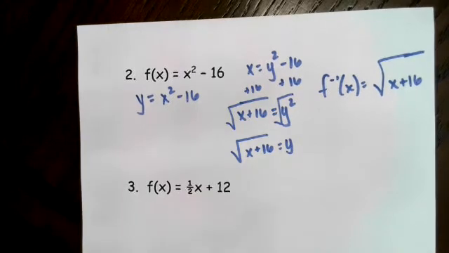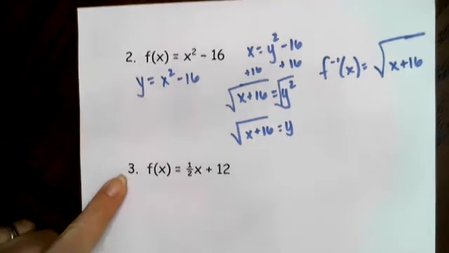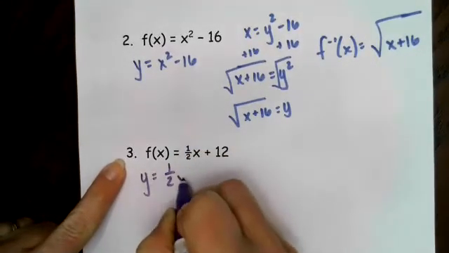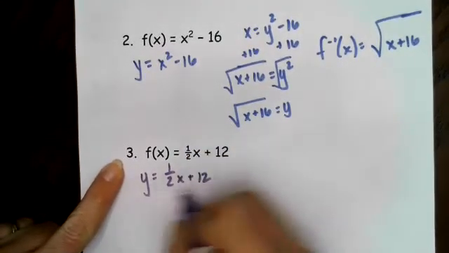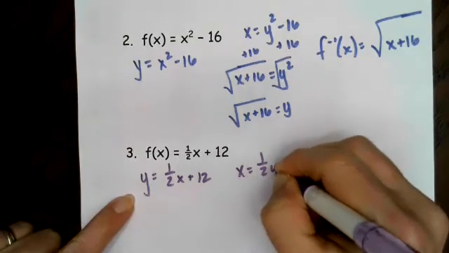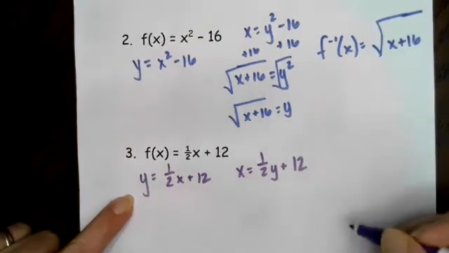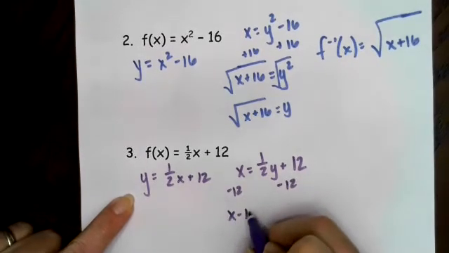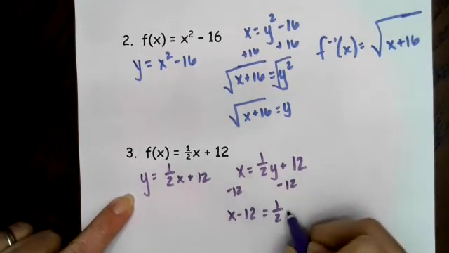All right. Next, I have f of x is equal to 1/2 x plus 12. So I'm going to write this as y equals 1/2 x plus 12. Then I'm going to switch my x and my y. So x is equal to 1/2 y plus 12. So I'm going to subtract 12 from both sides. X minus 12 is equal to 1/2 of y.